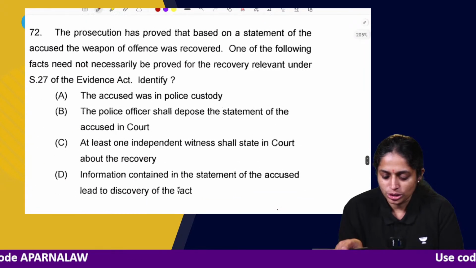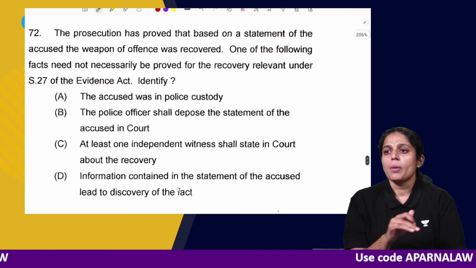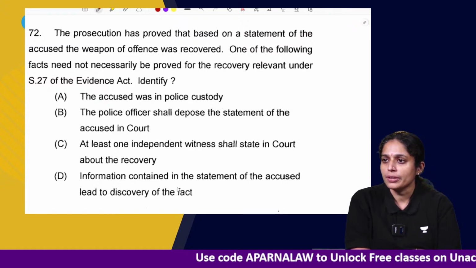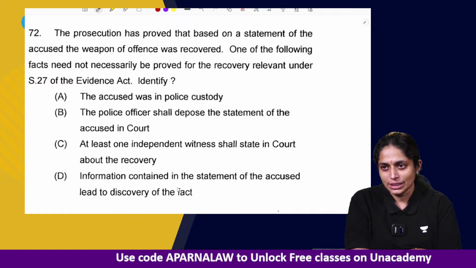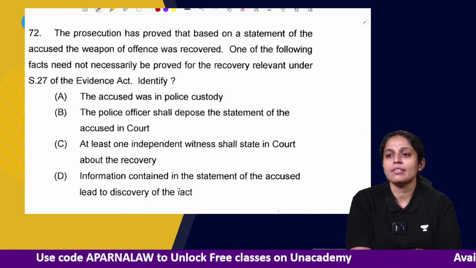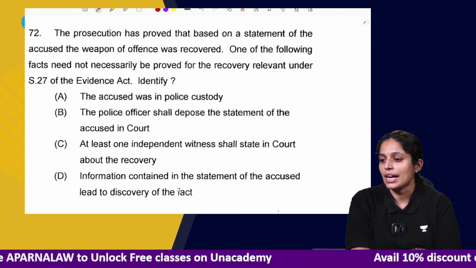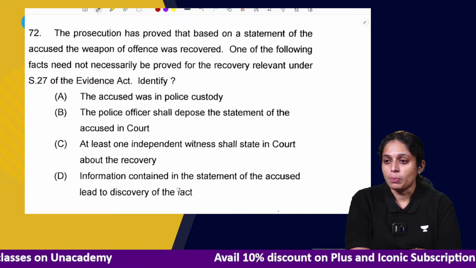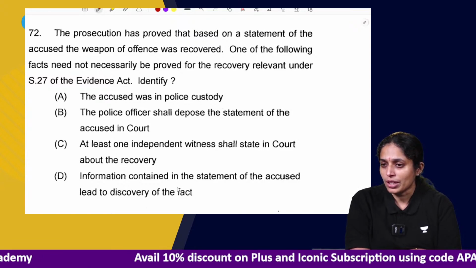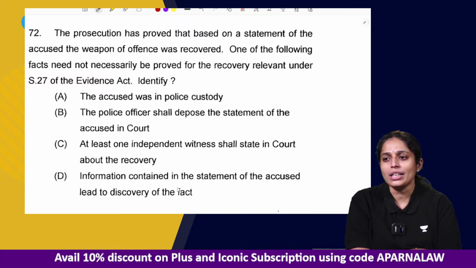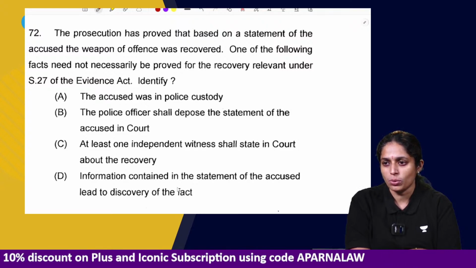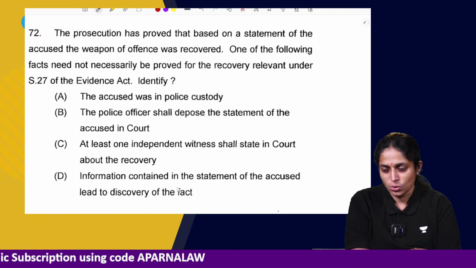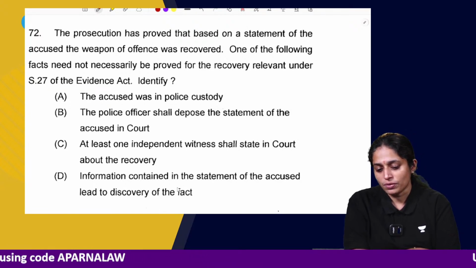Next, 72nd question. The prosecution has proved that based on a statement of the accused, the weapon of offence was recovered. One of the following facts need not necessarily be proved for the recovery relevant under section 27 of the Evidence Act. Identify. A. The accused was in police custody. B. The police officer shall depose the statement of the accused in court. C. At least one independent witness shall state in court about the recovery. And D. Information contained in the statement of the accused led to discovery of the fact.